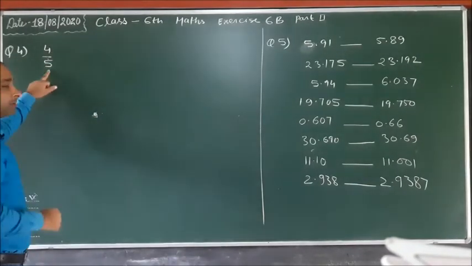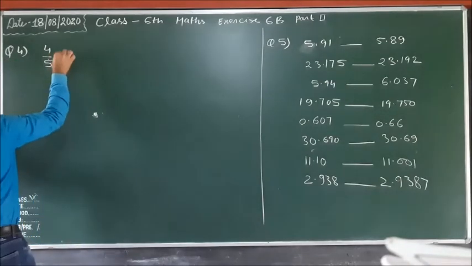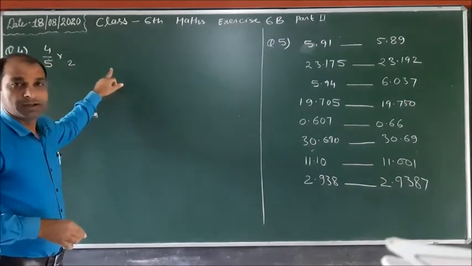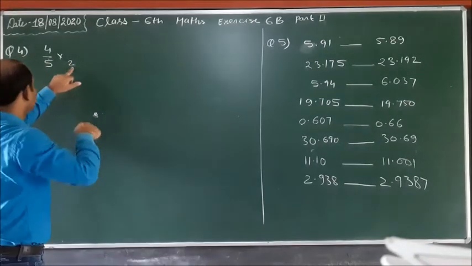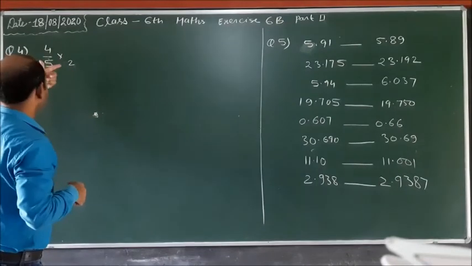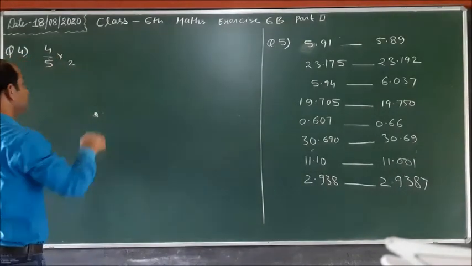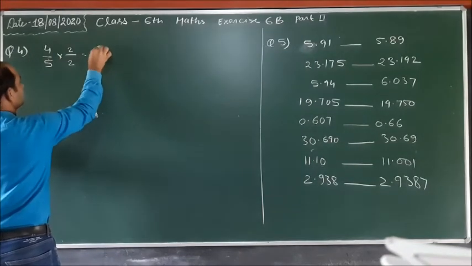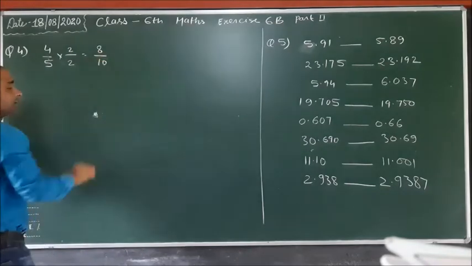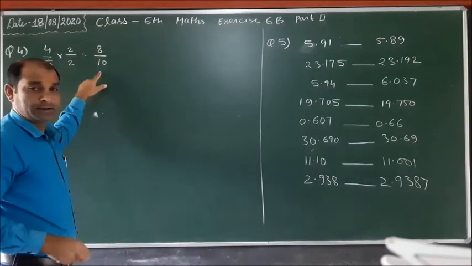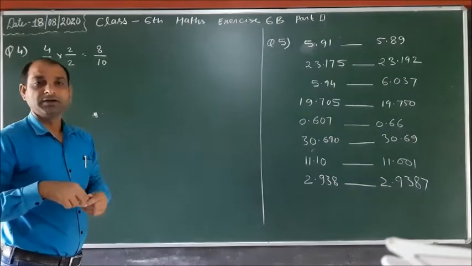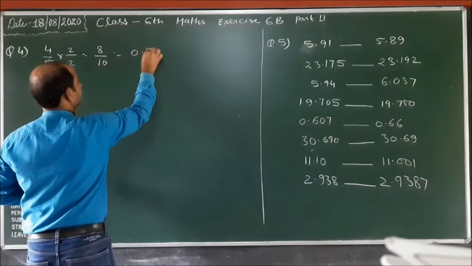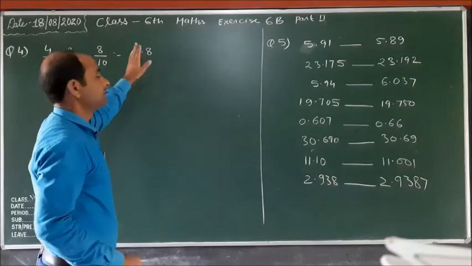If we multiply the denominator 5 by 2, then the denominator becomes 10. If we multiply the denominator, then we also multiply the numerator. So we multiply 4 by 2, equal 8, and 5 by 2 is 10. The answer is 8 upon 10. Then we change into the decimal. Here there is one 0, so put the decimal after one digit: 0.8.